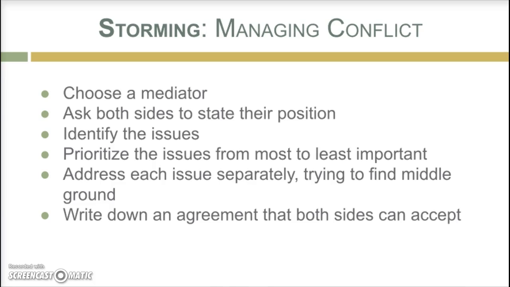If, however, conflict just gets out of control, so all of these things you've tried and there's still this looming conflict between either two people on the team or one person and many people on the team, what you want to do then is to go outside the team, to choose a mediator, ask both sides to state their position or talk about how they view the problem, identify what the issues are, prioritize those issues from most to least important, and address each issue separately, trying to find middle ground, in other words, places where we can have consensus or agreement, and then write down an agreement that both sides can accept.